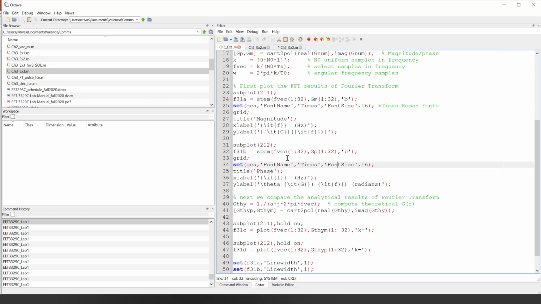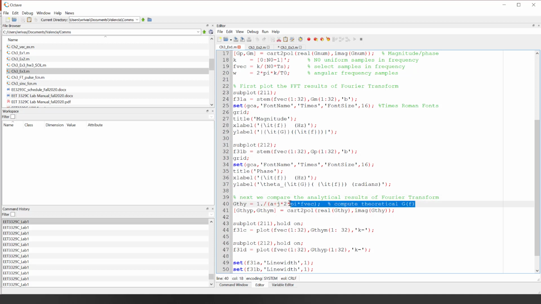So here's where we plot the phase. Here's G of P, okay? G of P times the frequency vector. And then after that, the author actually calculates the same thing, but this time using the analytical results. So the 1 over A plus J 2 pi F, right? You can see it right here.